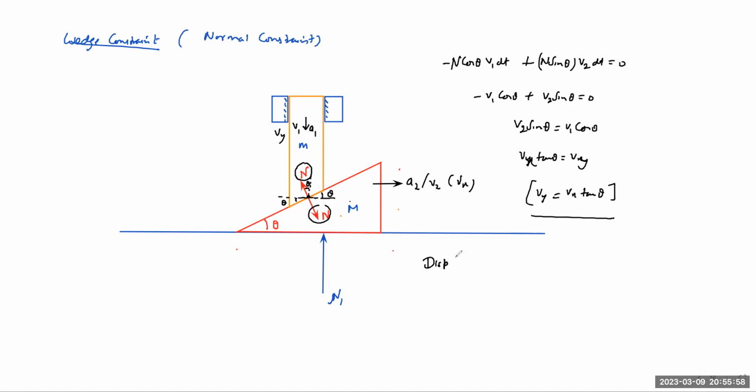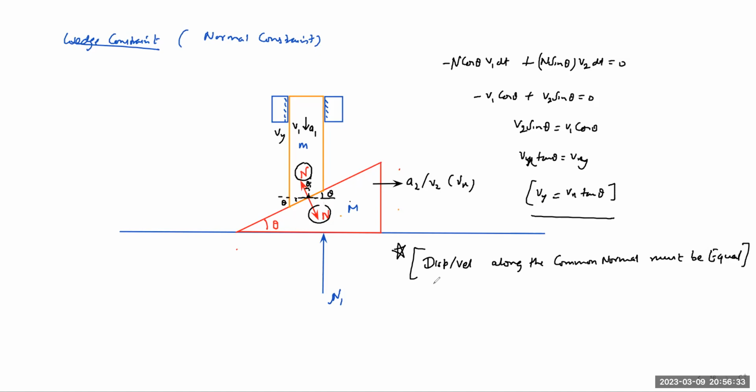Displacement or velocity along the common normal must be equal. This is what we generally use. Displacement along the common normal must be equal. This is the most fundamental idea in case of constraint relation of a normal constraint.